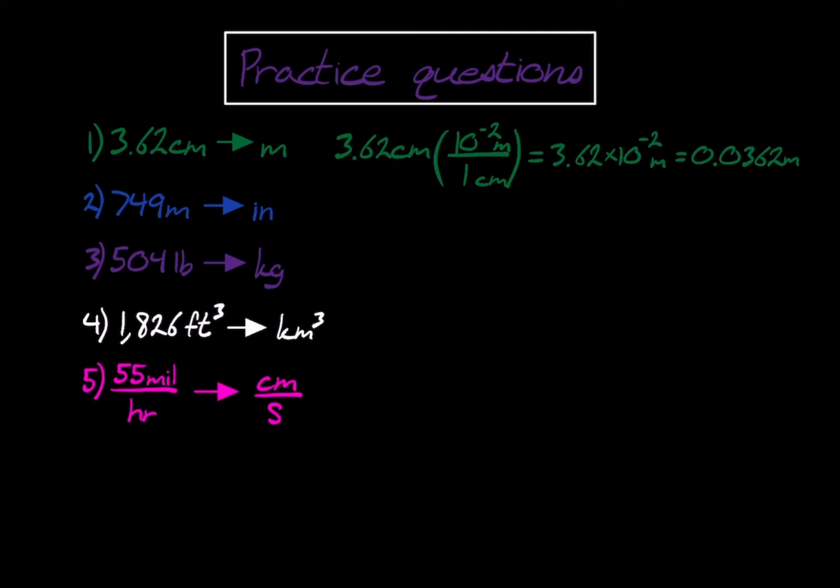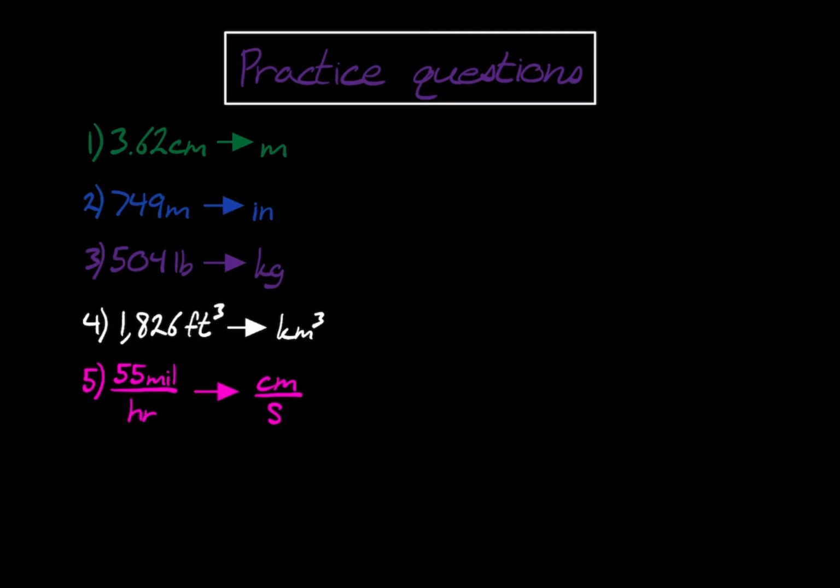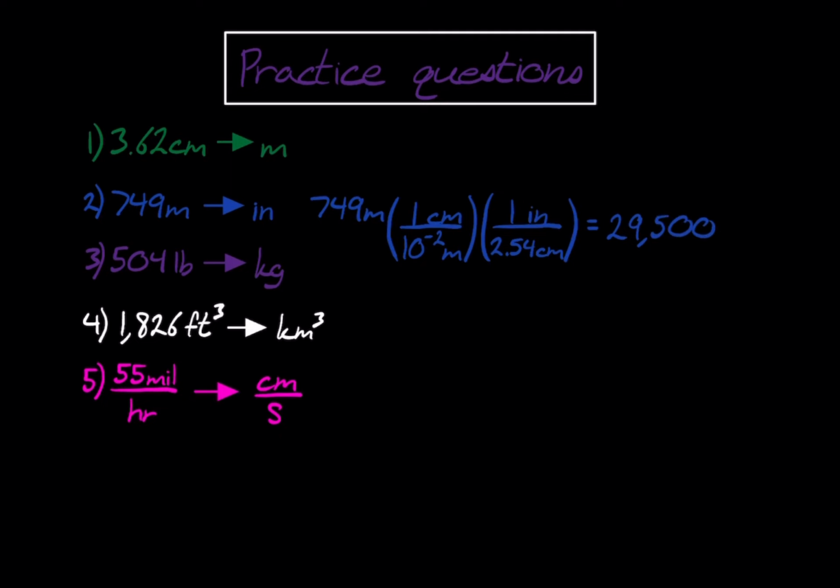If you don't know how to transform a number from decimal notation to scientific notation, check out the video I made on scientific notation, link in the description. Next, for number 2, the equation should look like this: 749 meters, open parentheses, 1 centimeter on top, 10 to the power of negative 2 meters on bottom, close parentheses, open parentheses, 1 inch on top, divided by 2.54 centimeters on bottom, close parentheses. Now let's plug this into the calculator. We have 749 divided by 10 to the power of negative 2 divided by 2.54, which equals 29,500 inches.